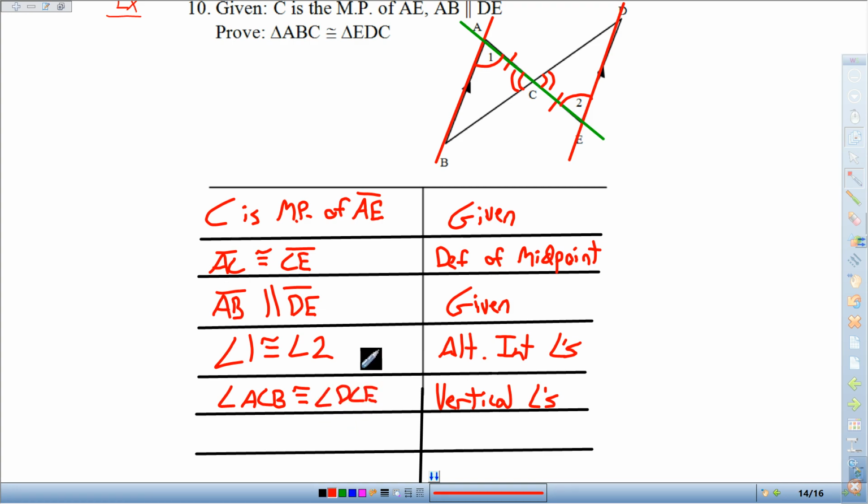Finally, now I have my three pieces of information. Now I can say my triangles are congruent, and it looks like two angles and a side in between is angle, side, angle. And that's why I can say triangle ABC is congruent to triangle EDC.